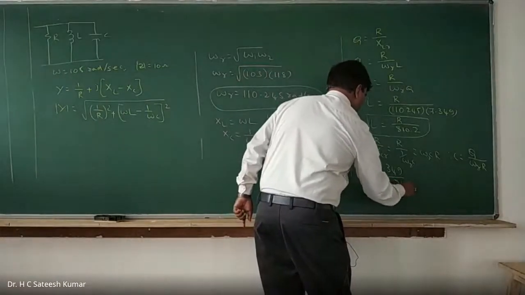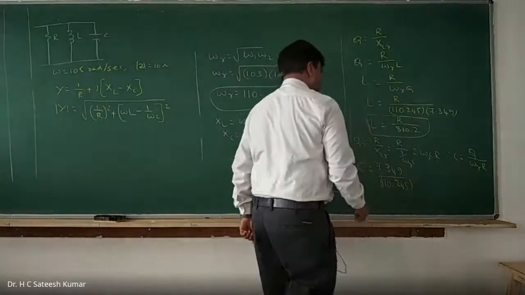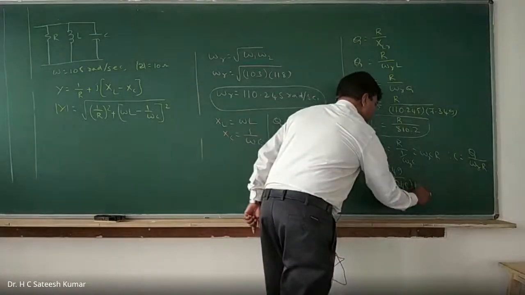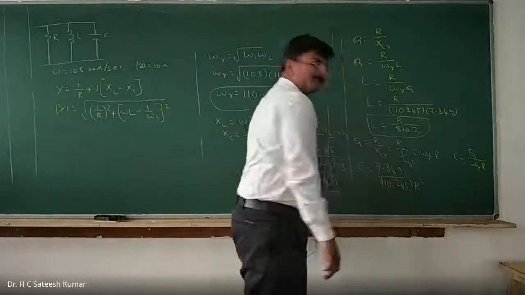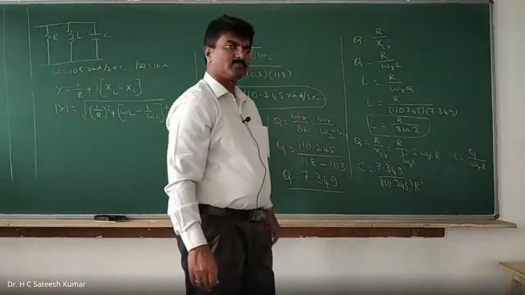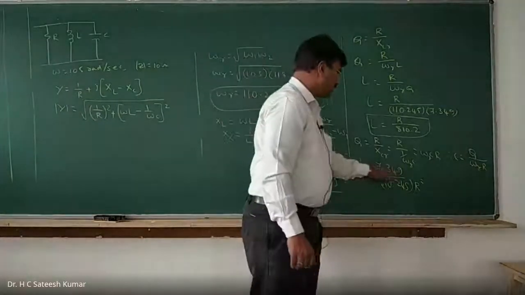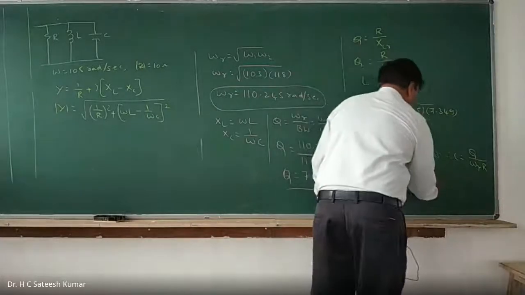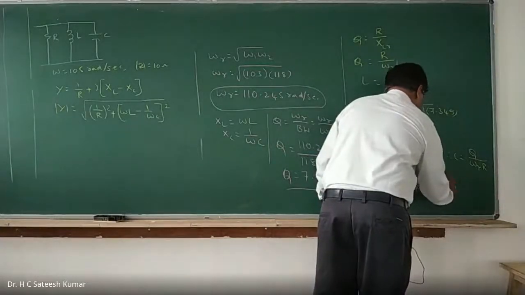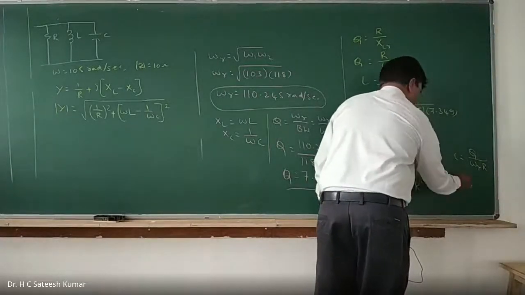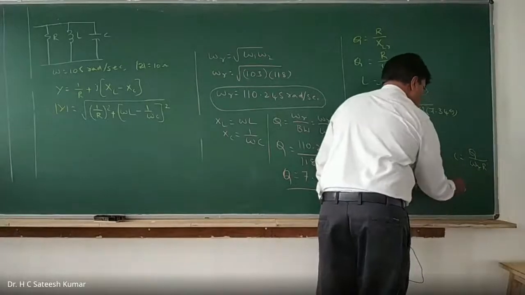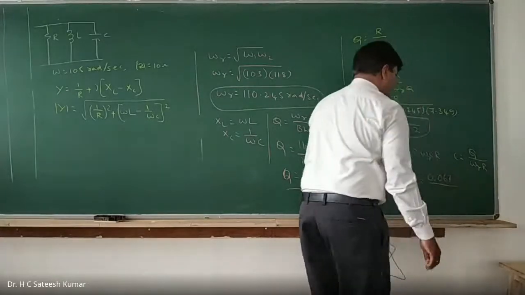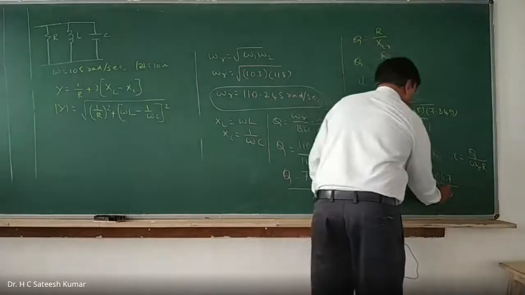110.245 into R. R, we can write it. So, this you divide it and tell me the value. 7.349 divided by 100, 0.066. Okay, 0.067 divided by RC.